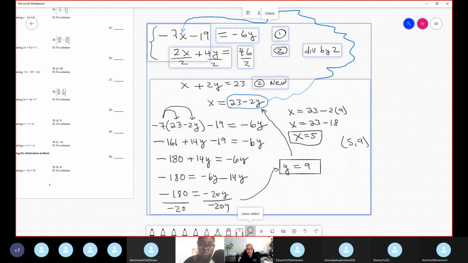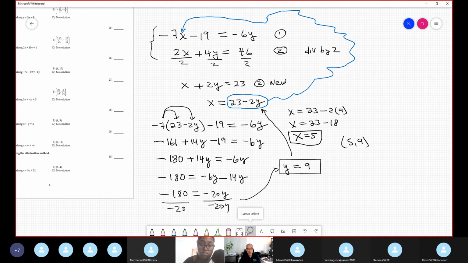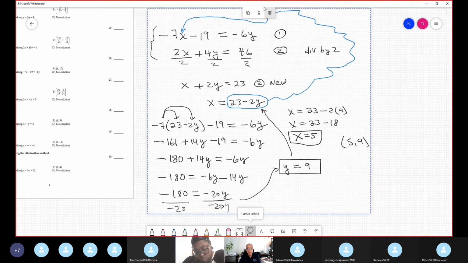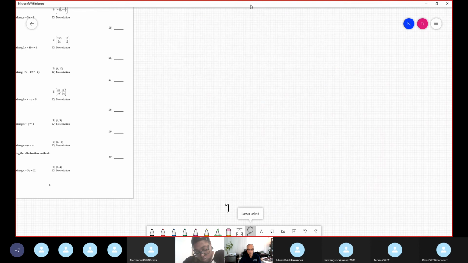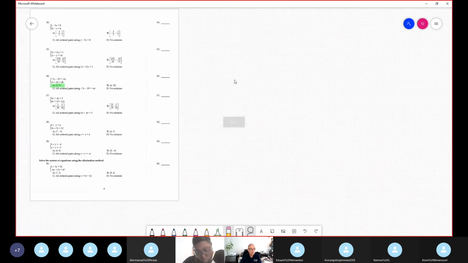Remember, in chapter 2, we studied literal equations. Last time we studied inequalities, compound inequalities. And today is the day of linear systems of equations, and we have one more topic, and that's it for chapter 2.